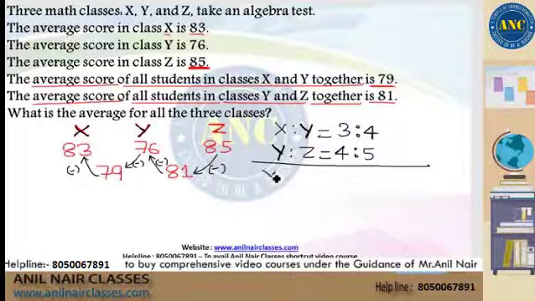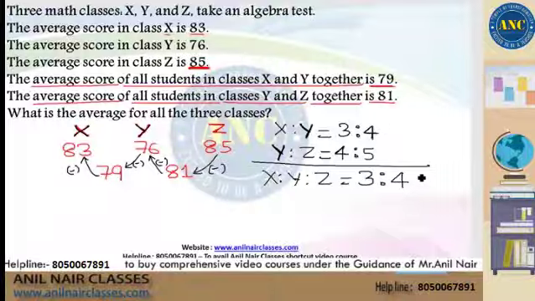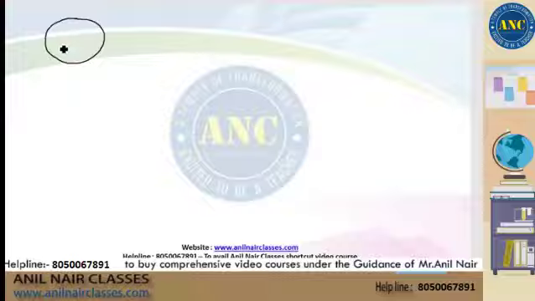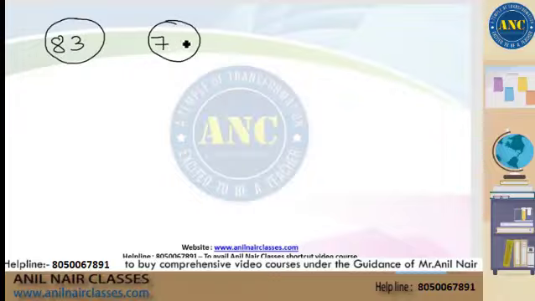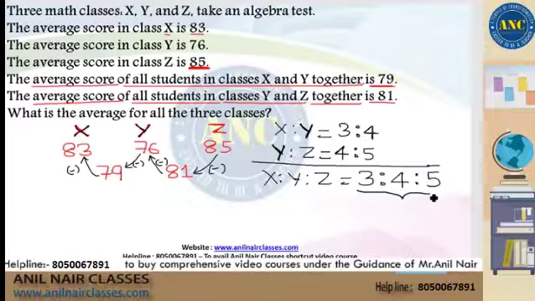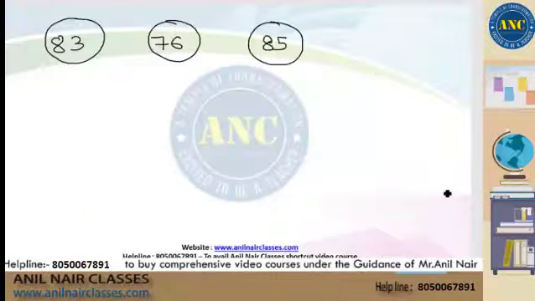That means compound ratio says X is to Y is to Z is X value is 3. Y value in both the cases is 4. Z value is 5. That means in simple language, average score of X, it is given in the question as 83. Average score of Y, it is given in the question as 76. Average score of class Z, it is given in the question as 85. And 3 is to 4 is to 5 is the ratio of number of students who are present in classes X, Y and Z.